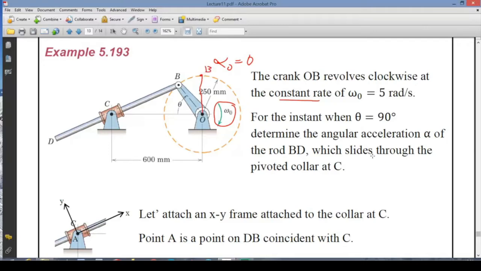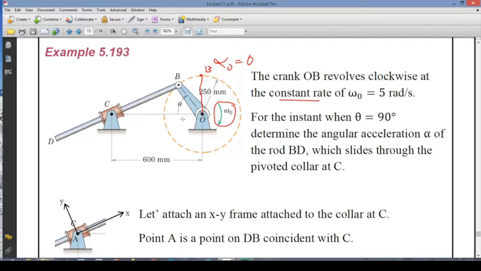At this instant, we are asked to determine the angular acceleration alpha of the rod BD. There's our rod BD, and as it is rotating with the collar, what is being asked is actually the angular acceleration of this collar as well. So it can be interpreted as the angular acceleration of this rod BD or the collar that is rotating about point C.